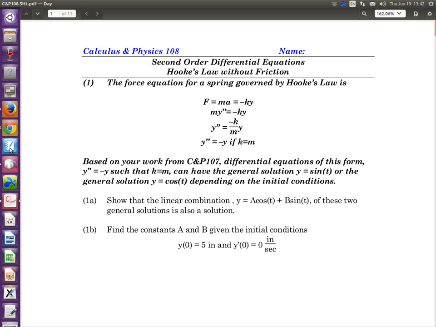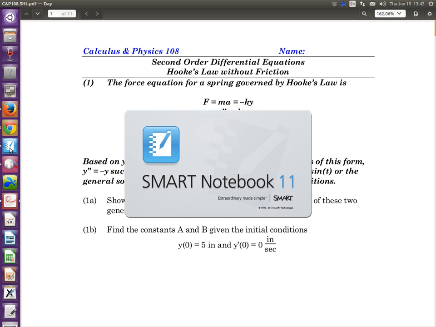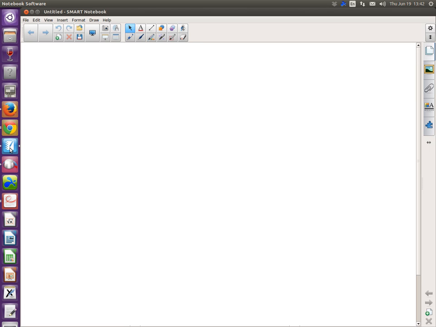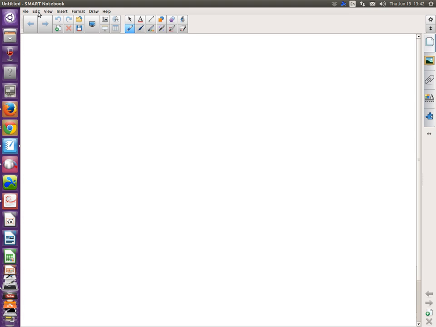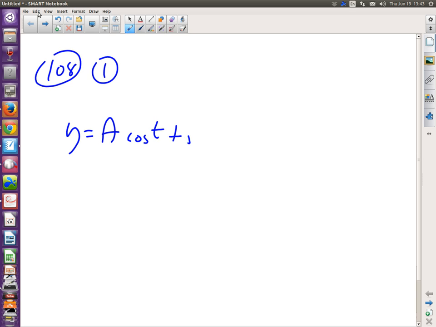So 108, number 1. Here we go. Alright, so we're given that y equals a cosine of t plus b sine of t, using the result that y double prime equals negative y has a general solution of sine or cosine. And let's see if this works in Hooke's law, which says y double prime is negative y also.